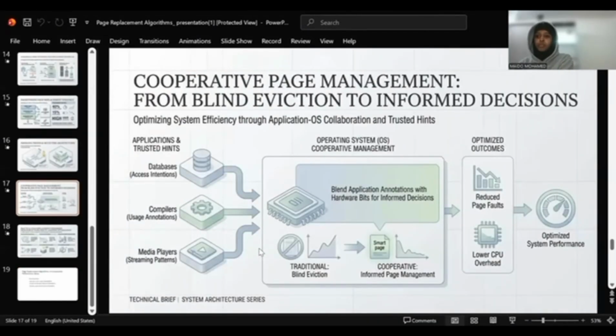Cooperative page management. Modern systems are shifting from blind eviction to informed decisions. Applications provide hints like which data is temporary and which is critical. The OS combines these hints with hardware signals to make smarter and more efficient use of memory, with reduced page faults and lower CPU overhead.